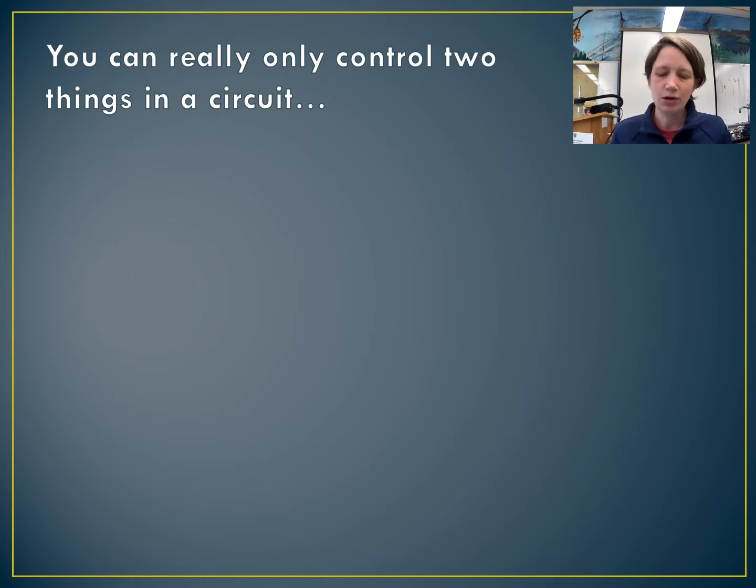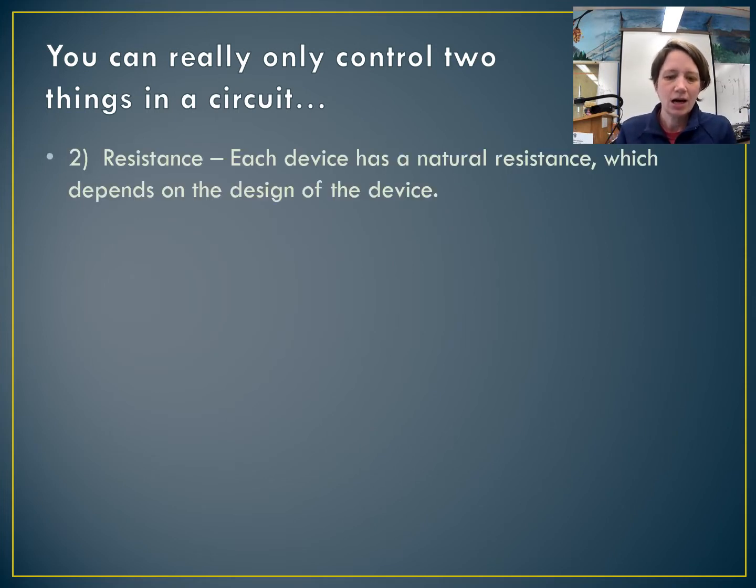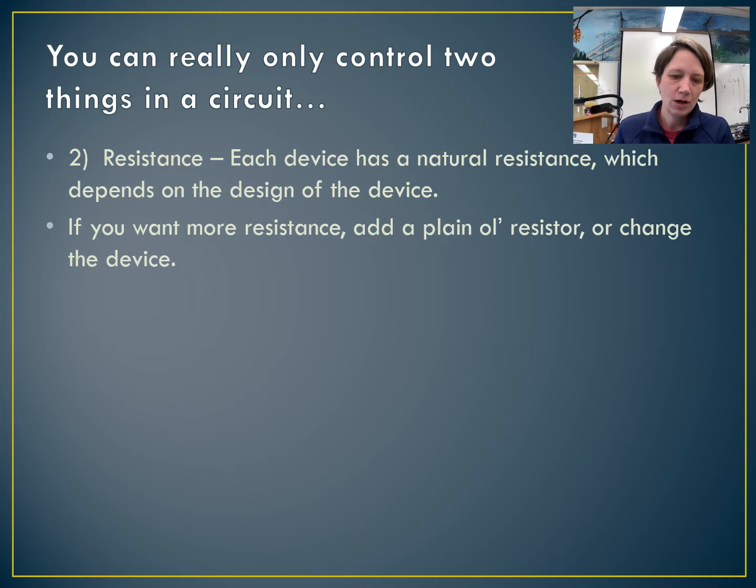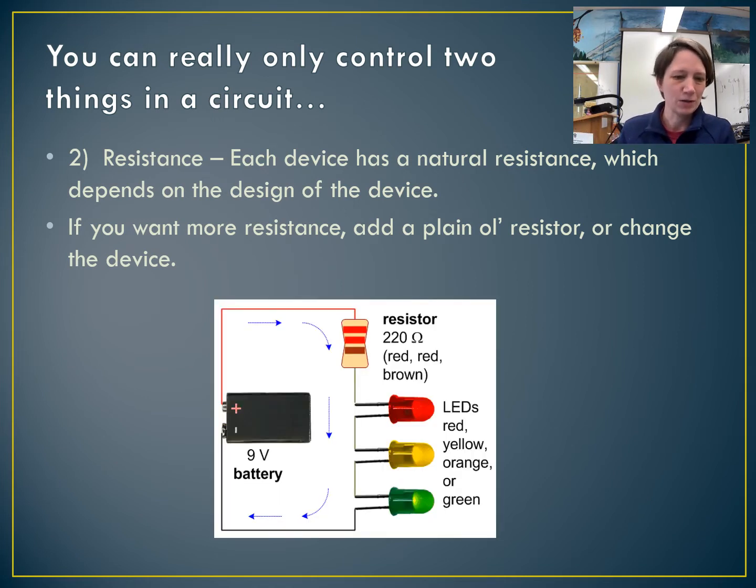The second variable that you can control in a circuit is the resistance. The devices or the loads that you put in the circuit have natural resistance values based on the wires that are inside of them, which depend on the design of the device. So if you want to change the resistance, you can change the number of devices you have, or you could change the device itself, or you could add something called a regular resistor. You could add one of those little resistors that would change the resistance of the circuit just because that's its job. So the resistance in the circuit is controlled by the resistors.